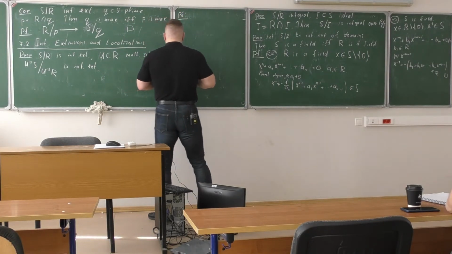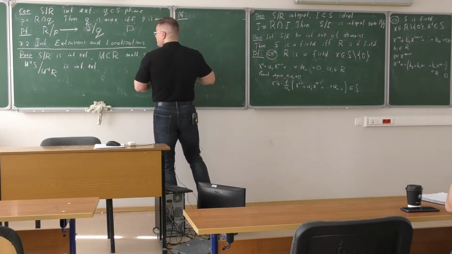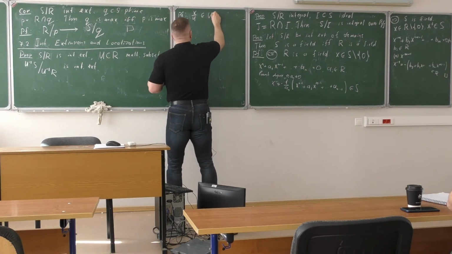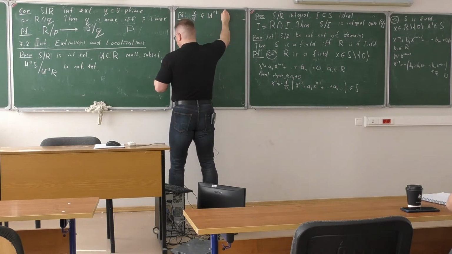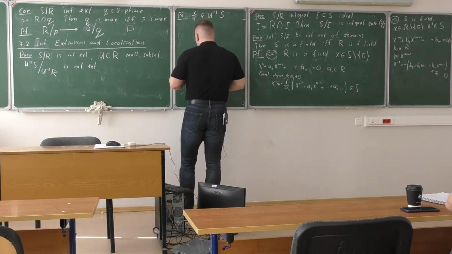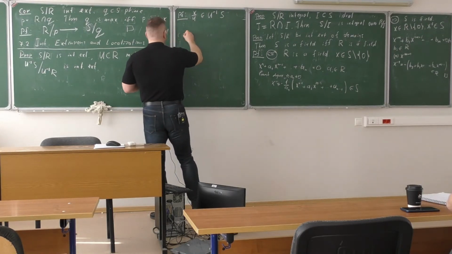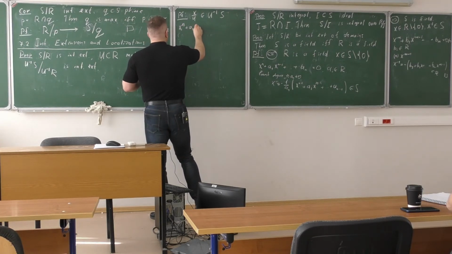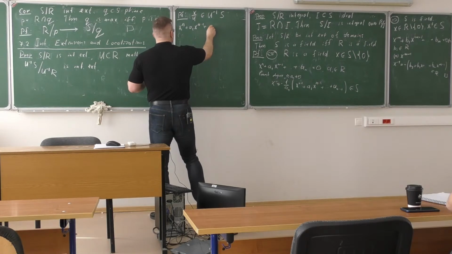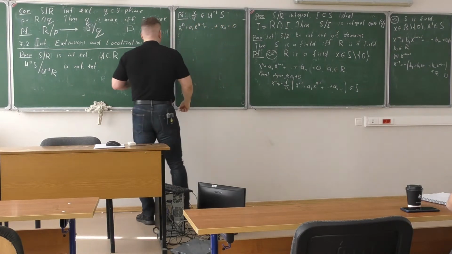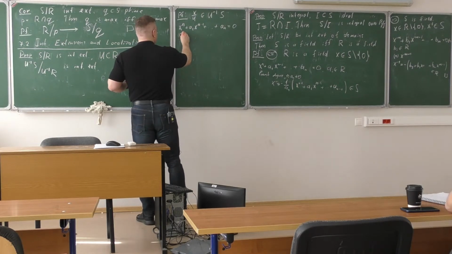So, proof. Let's take an element, some fraction x over u. So this is in U inverse S. I want to show, of course, that this is integral. Well, x is integral, so for x there is an equation of integral dependence: x to the n plus a1 x to the n minus 1 plus etc. up to a_n. All the coefficients are in the ring R.